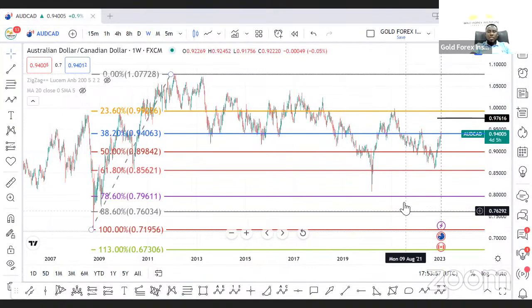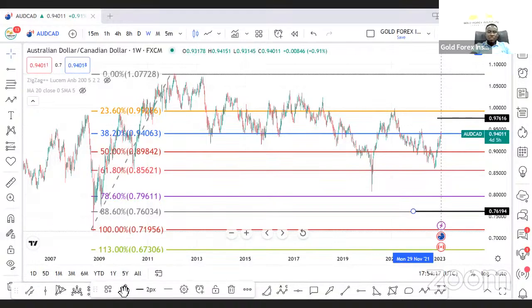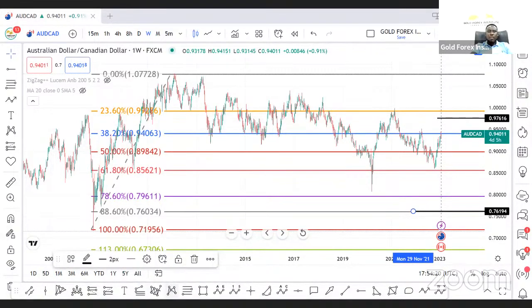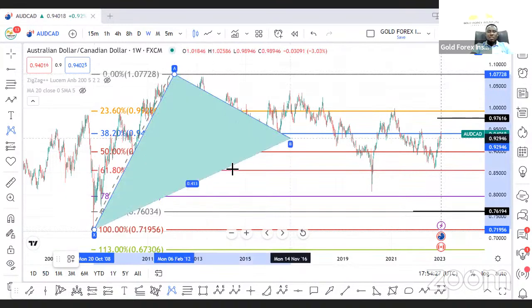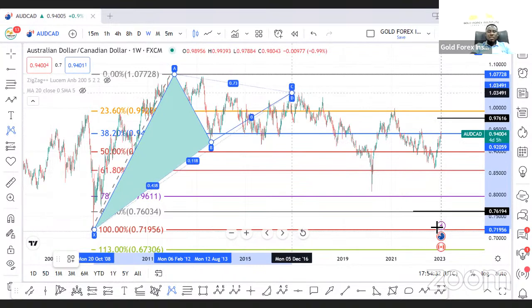Okay, it has not completed yet. It has not completed, so it has to drop. Now, harmonics, this one is 38.2. So I feel like it has to drop. Where is the harmonic pattern? 38, so you have to drop to 88. So we'll have this, will be this, and drop to 88.